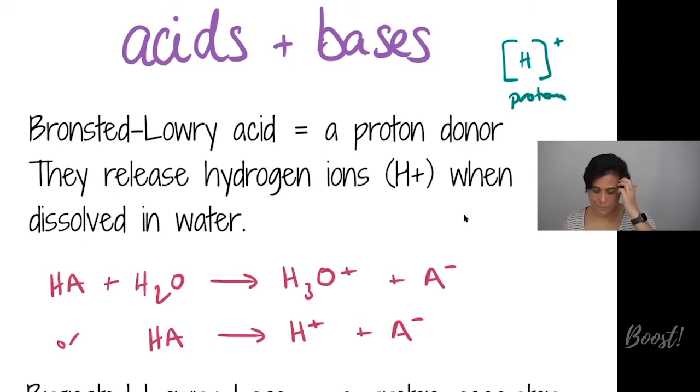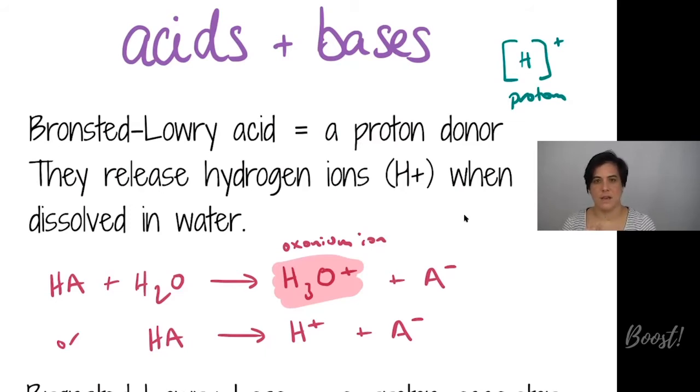So when acids dissolve in water, looking at this pink equation, HA is our generic symbol for an acid, the H for the hydrogen and the A for the acid. So HA is our acid molecule. When it dissolves in water, it actually forms this oxonium ion. This is called the oxonium ion. So when acids release that H plus ion into solution, they actually form this oxonium ion with a water molecule.